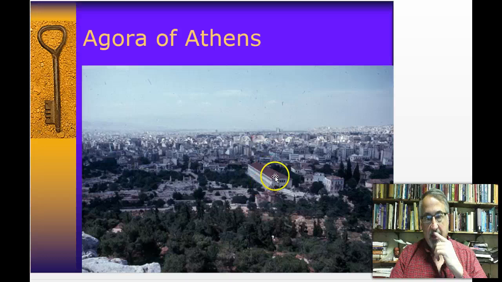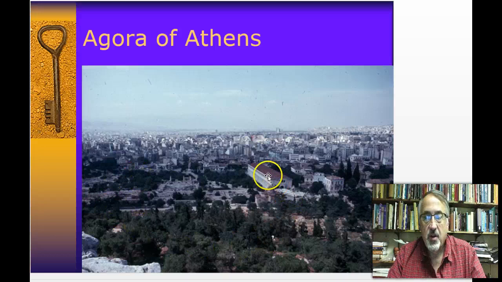Here is the Agora. This is taken from Mars Hill, looking down on the Agora. This is a modern building funded by John D. Rockefeller, the Stoa, that he had reconstructed. But this whole area would have been the central area. This was actually a train station. John Rockefeller, there were a lot of small houses here. He bought this whole thing, had the houses torn down, and this is what led to excavation.